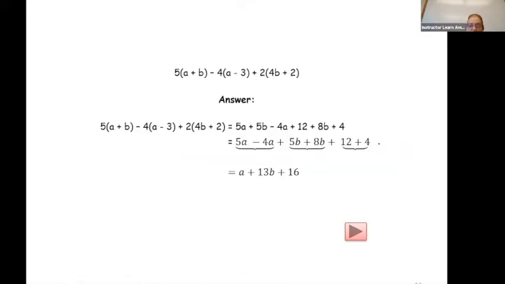So moving along, we see that the 5a and the negative 4a combine to give 1a, and we don't have to write in the 1, the coefficient of 1. If we just write a, we understand that the coefficient is 1. The 5b and the 8b add to give 13b, and the 12 and the 4 add to give 16. So our final result, after distributing and combining all like terms, is a plus 13b plus 16.